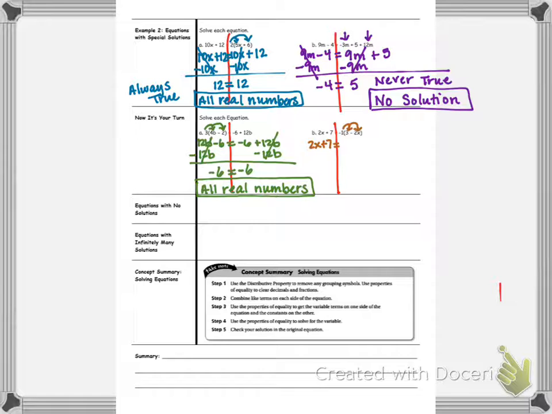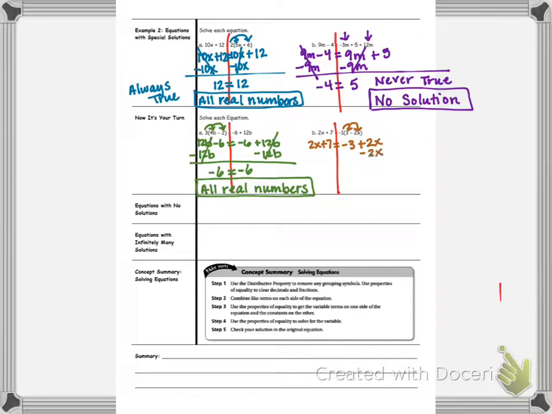Now let me distribute. Negative 1 times 3 is negative 3. Negative 1 times negative 2 is a positive 2x. So when I look on the left and the right, I should see that I have a positive 2x on the left and a positive 2x on the right. That lets you know something special. Okay, so something different is going to happen with this problem.